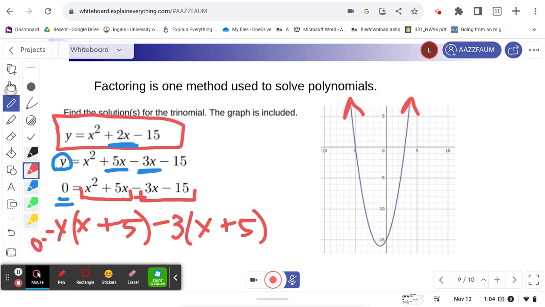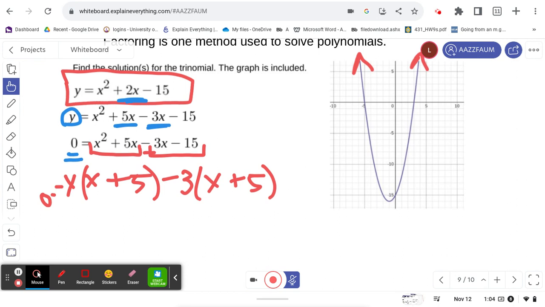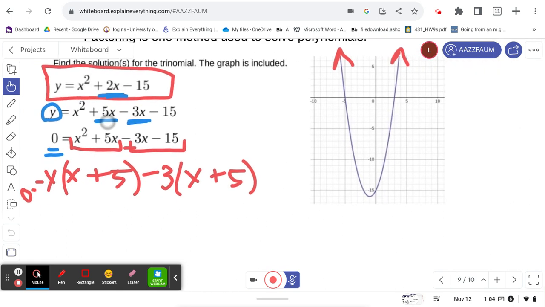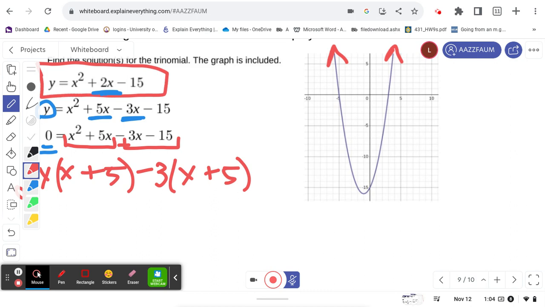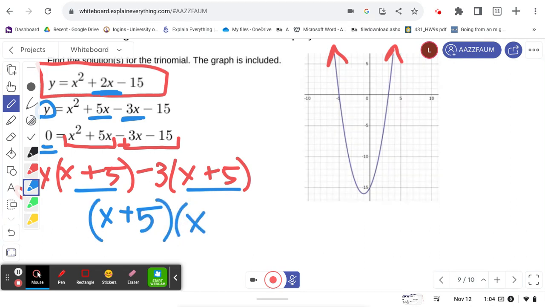And then, due to grouping, the x plus 5 matches, and so as I factor that part out, I have x plus 5, and I am left with x minus 3, and then over here I had my 0. If we wanted to know the solution of this, then we need to figure out, well, what value of x would make this equation equal to 0?